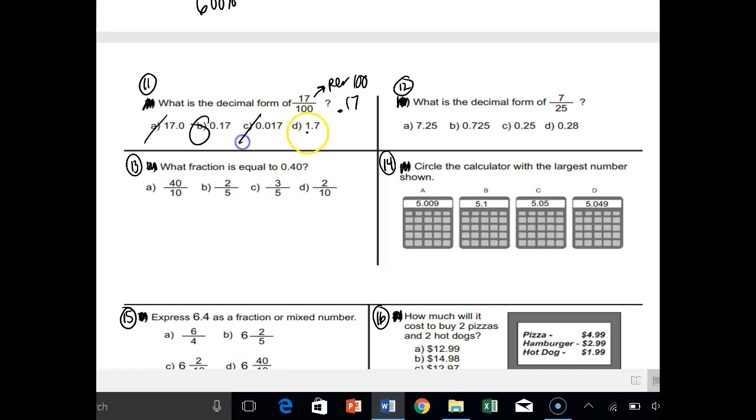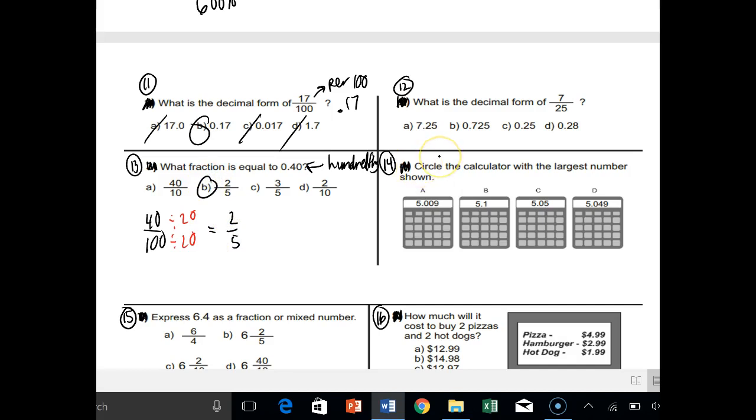These answers don't make sense at all, okay? What is a fraction equal to 0.40? So 0.40, you can say, this is in the hundredths place, right? Since it's in the hundredths place, I can do 40 over 100, and then I can simplify it, divide by 20, divide by 20. What do I get? I get 2 over 5, so B again, right?